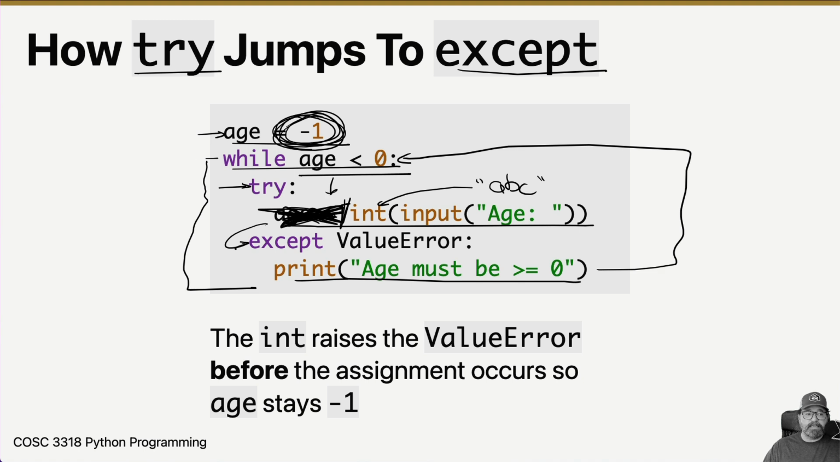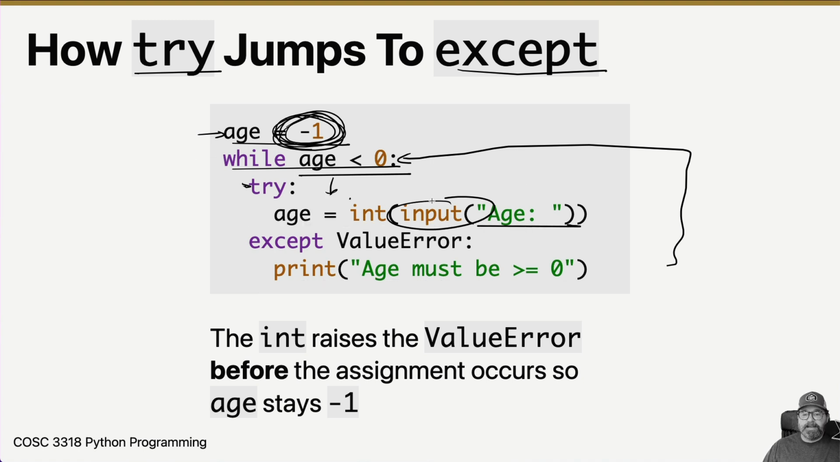So it's going to do this again. Give me your age. We'll get an input from it. Maybe they actually pass in 3 this time. Integer can turn that into a 3. And so now age is equal to 3.